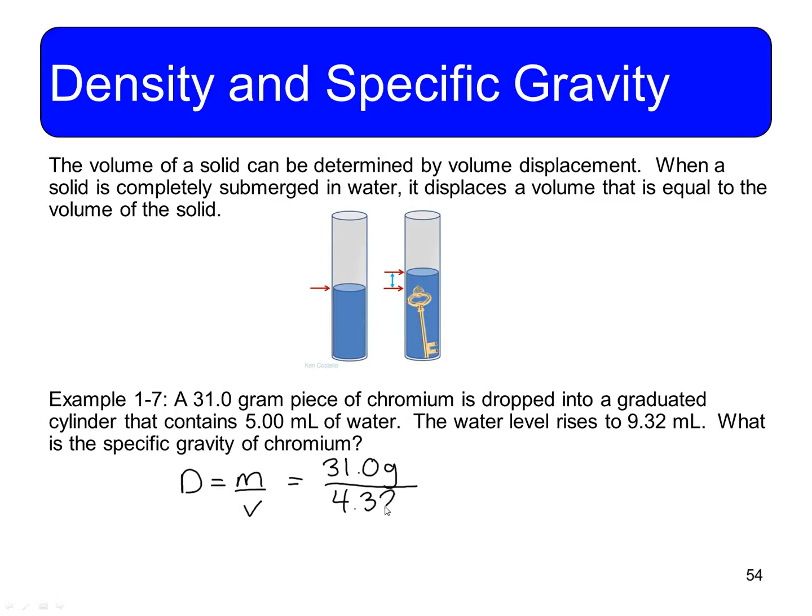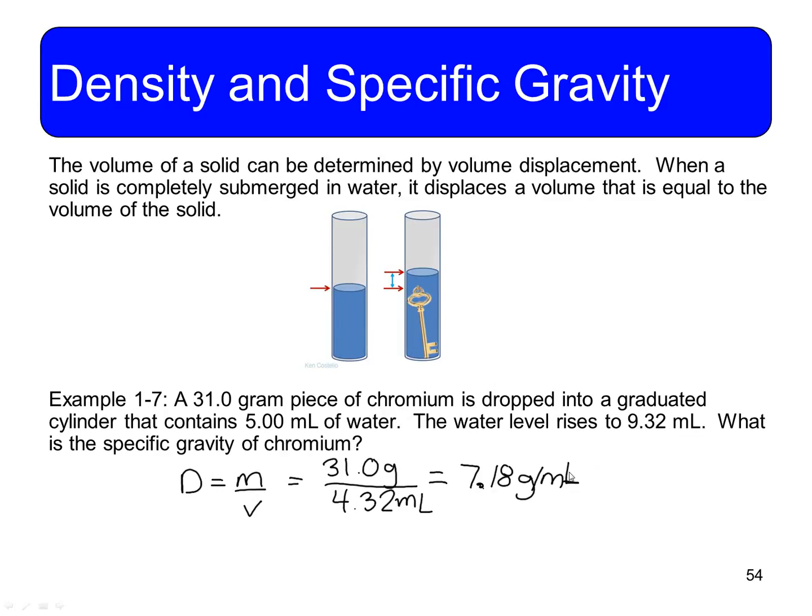The volume of the chromium in this case is the difference between the final and the initial. Your final volume is 9.32 and your initial is 5. The difference in those two is going to be the volume of the object. When we divide the mass by that volume, we should get about 7.18 grams per milliliter. Is that what everybody got?